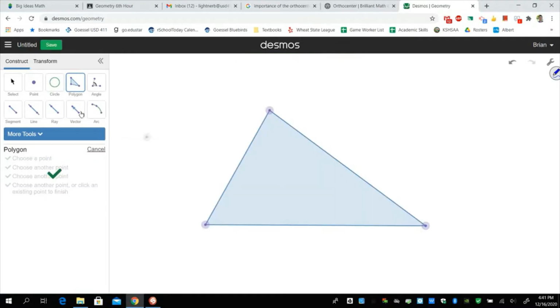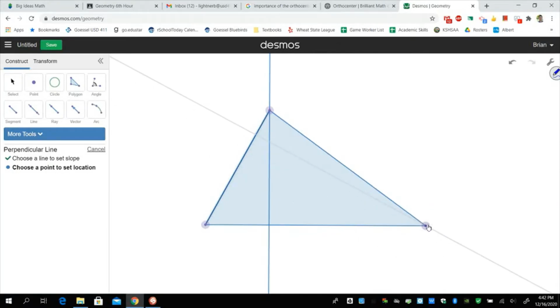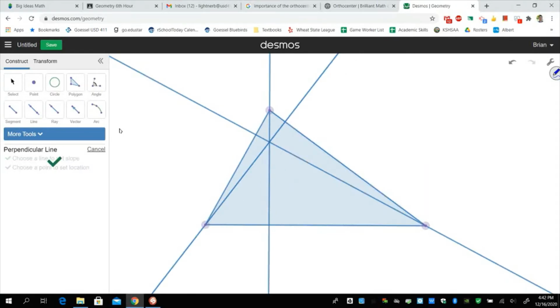So here's my triangle. If I want an altitude, you can go to More Tools. You want a perpendicular line. Click a side to set the slope, and then click the point, the vertex opposite, and you're going to get an altitude that way. So you can keep going that side. There, there, there. And I want to do some of this stuff in class with you also. Okay, so there's my orthocenter.